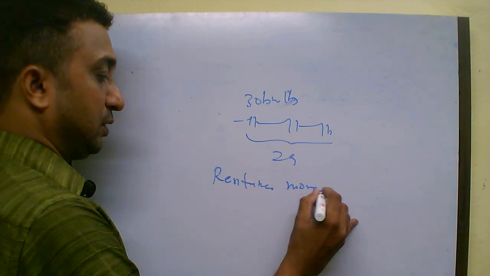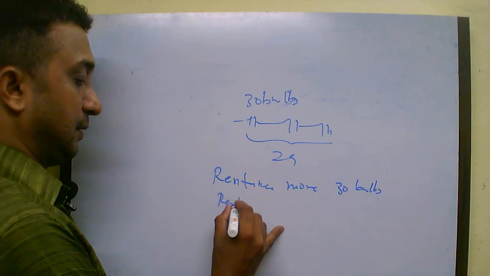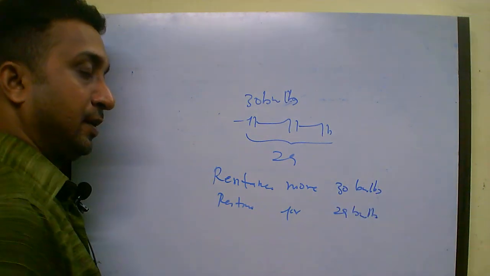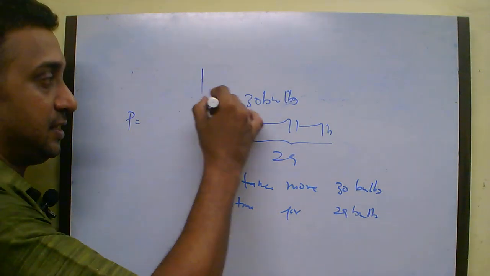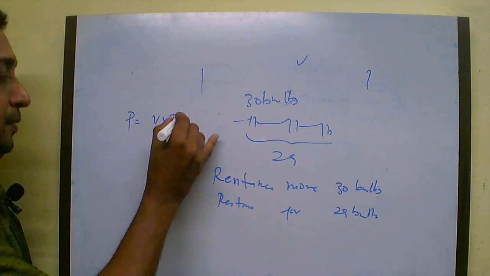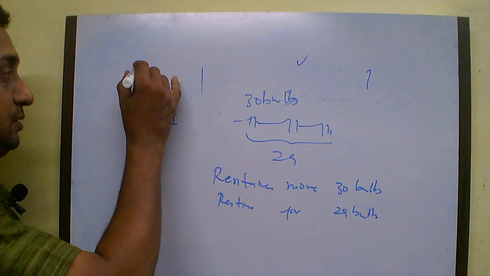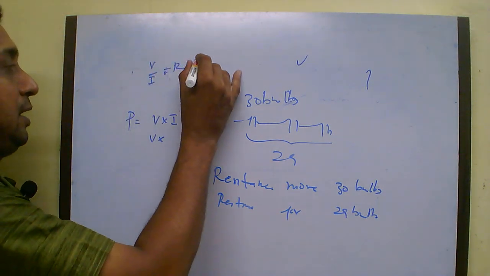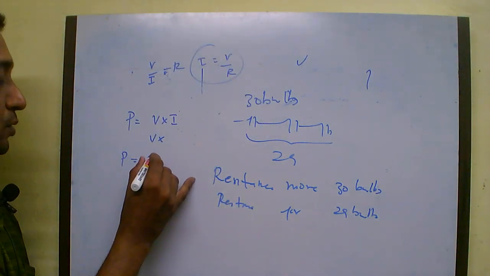Resistance is more for 30 bulbs compared to resistance for 29 bulbs. Now power is equal to, same potential is applied. So power is equal to V into I. As per Ohm's law, V by I is R, so you can write I equals V by R. When you substitute it here, you will have P is equal to V squared by R.